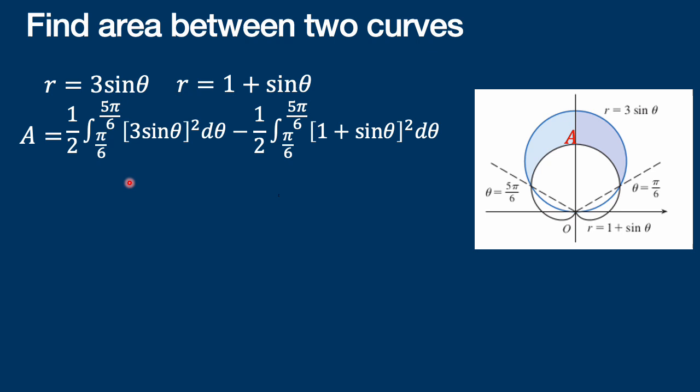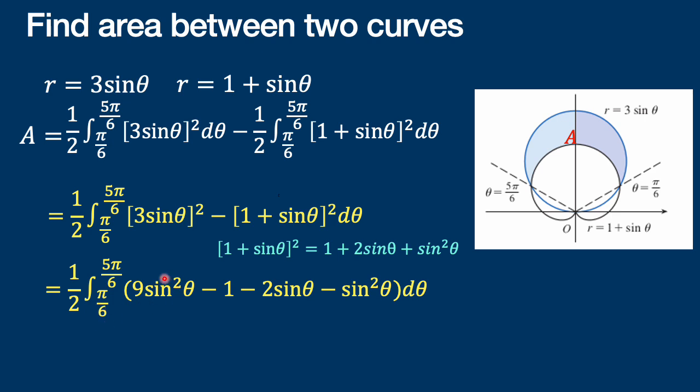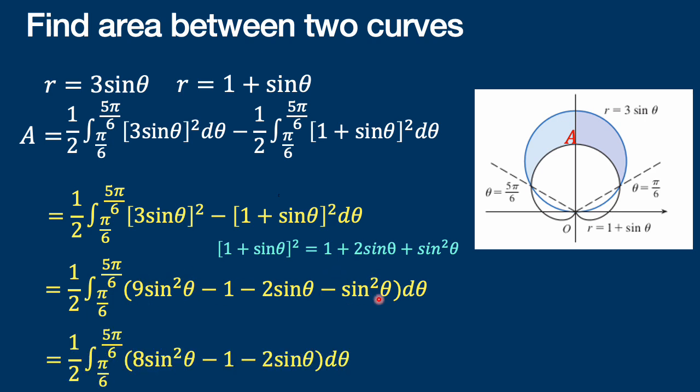I'm going to put together this integral: 1/2 times the integral from pi over 6 to 5 pi over 6 of (3 sine theta) squared minus (1 plus sine theta) squared d theta. This one we FOIL: that's 1 plus 2 sine theta plus sine squared theta. So we have 9 sine squared theta minus 1 minus 2 sine theta minus sine squared theta, which is 8 sine squared theta minus 1 minus 2 sine theta.